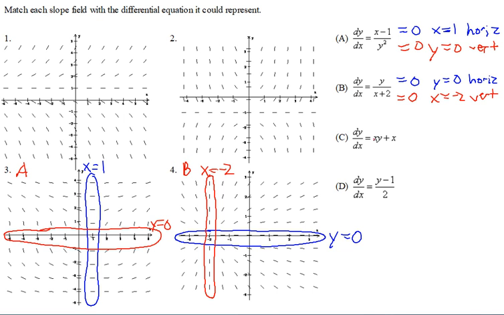And notice C, it's a little bit different. This one is in a factored form, so it's a little easier if you notice there's no denominator, so we're not going to have any vertical ones. If you set that equal to 0, you can factor out an x, and you're left with y plus 1. So there's actually two different things where you'd have horizontal ones: either x equals 0 or y equals -1. Those would both be horizontal. And since there's no denominator, this derivative can never be undefined, so this one has no vertical.